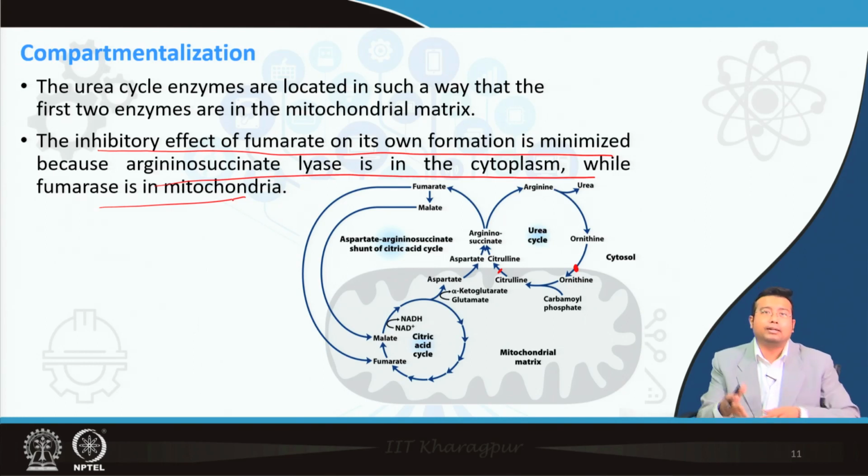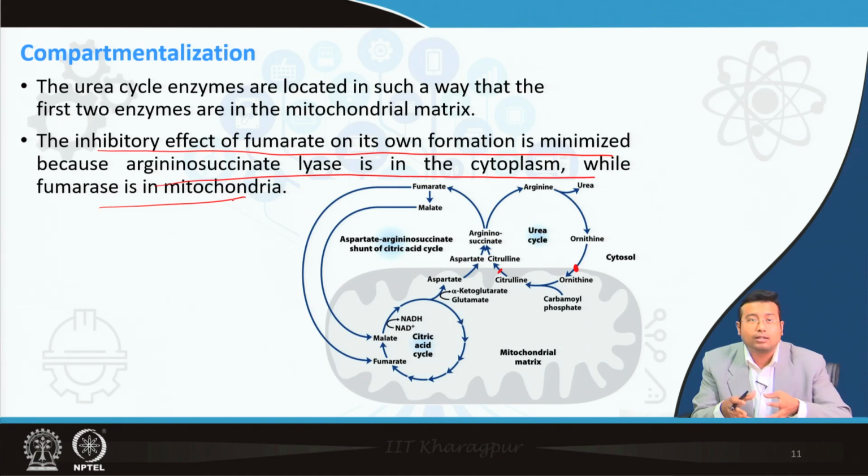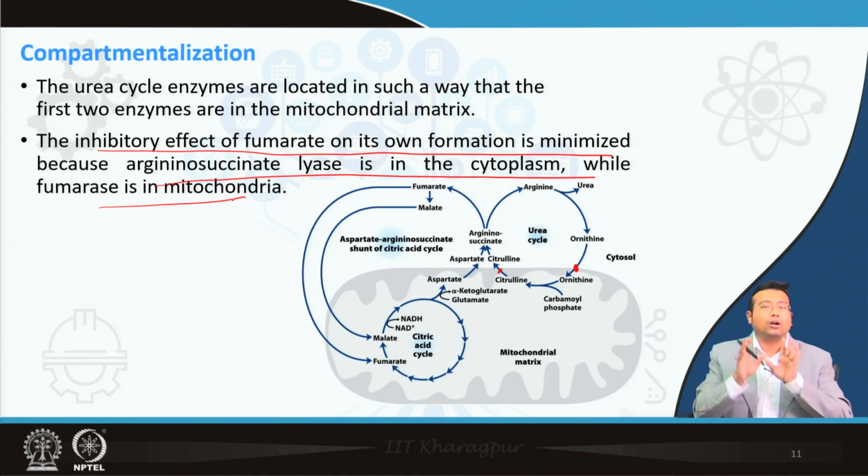Otherwise, what would have happened? The product would have been feedback inhibited, but it is not inhibited in a feedback manner because the enzyme fumarase is not present in the cytosol compartment where fumarate is produced. So, when fumarate comes out, it is actually broken down in the cytoplasm.